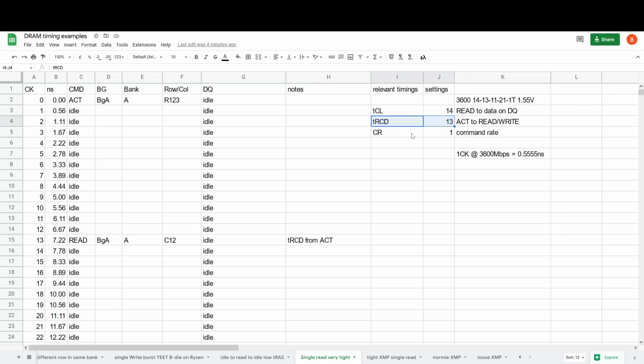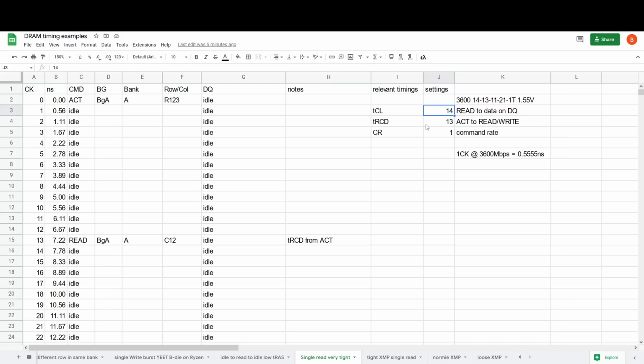Anyway, since we're just doing a read, the only relevant timings are our CAS latency, our tRCD, and our command rate. For convenience in this example, I've set the command rate to 1. Funnily enough, for Intel platforms, the default behavior for the command rate is actually 2 cycle command rate, not 1 cycle. But anyway, we'll get to that. That's why we have multiple scenarios to look at today. And then tRCD 13 and tCL 14.